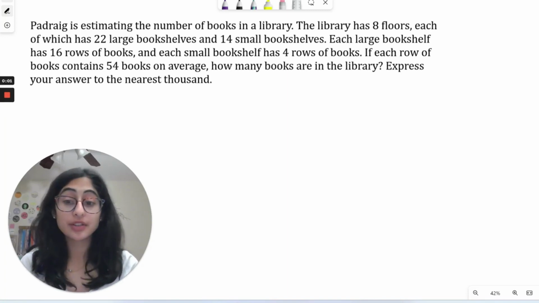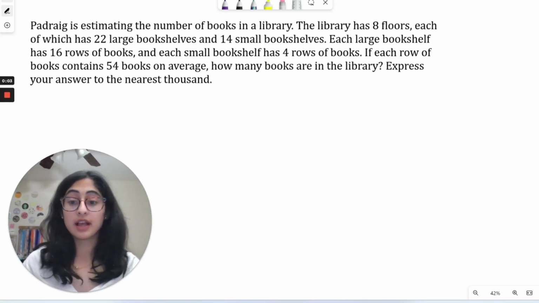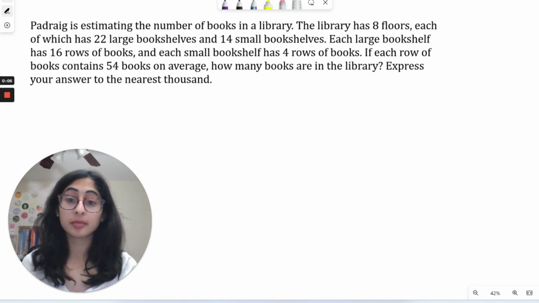So this is the last question in the Week 4 Math Counts handout, and it says, Padraig is estimating the number of books in the library. So the library has 8 floors.